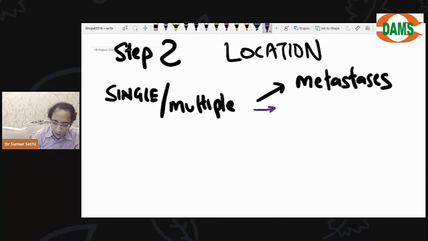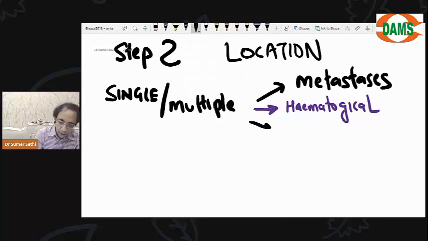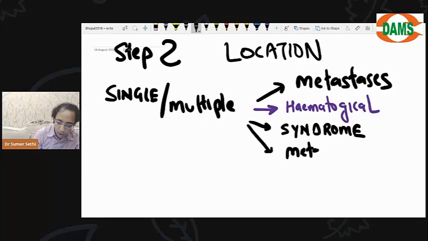Second, it could be a hematological condition. पढ़ा था वो प्लाज्मा सेल वाला मल्टीपल माइलोमा. It could be a bone lesion that is visible, but it may be multiple myeloma. तीसरा, it could be a syndrome. There are some syndromes which are associated with bone tumors. It could be one of those. Or it could be a metabolic condition causing bone destruction that is called as hyperparathyroidism.